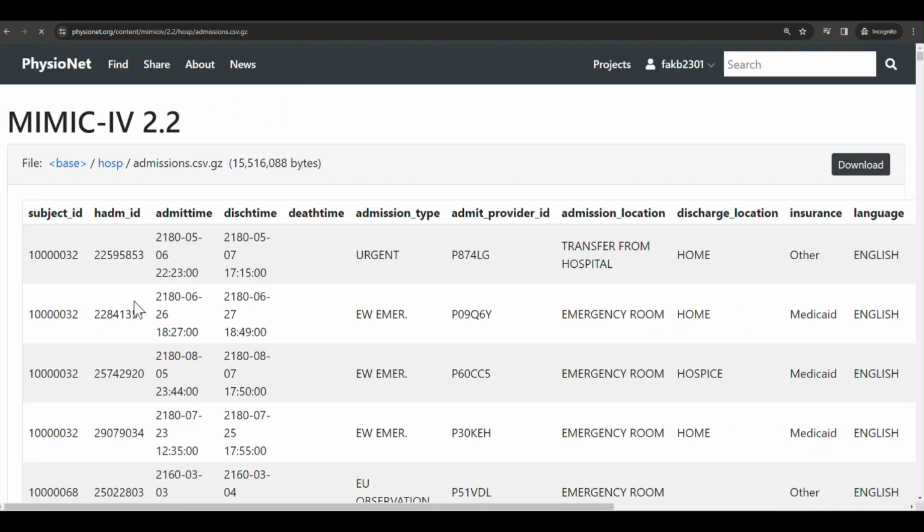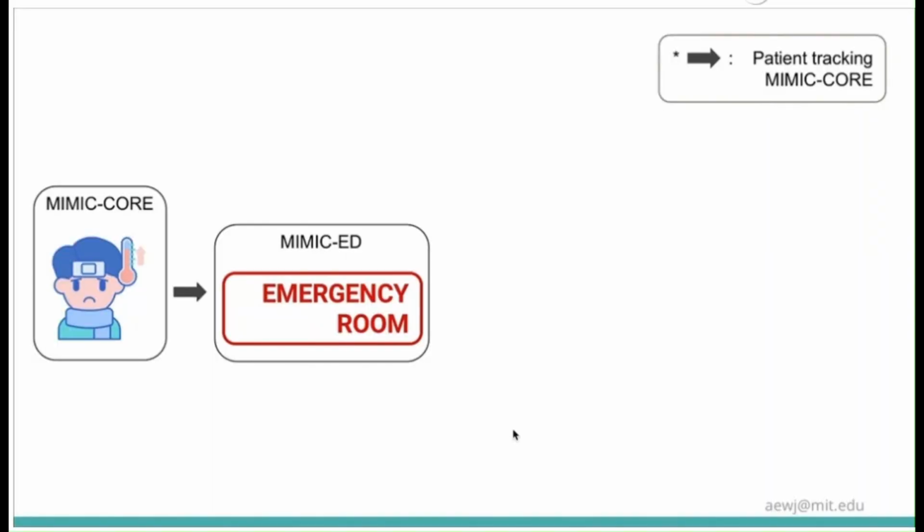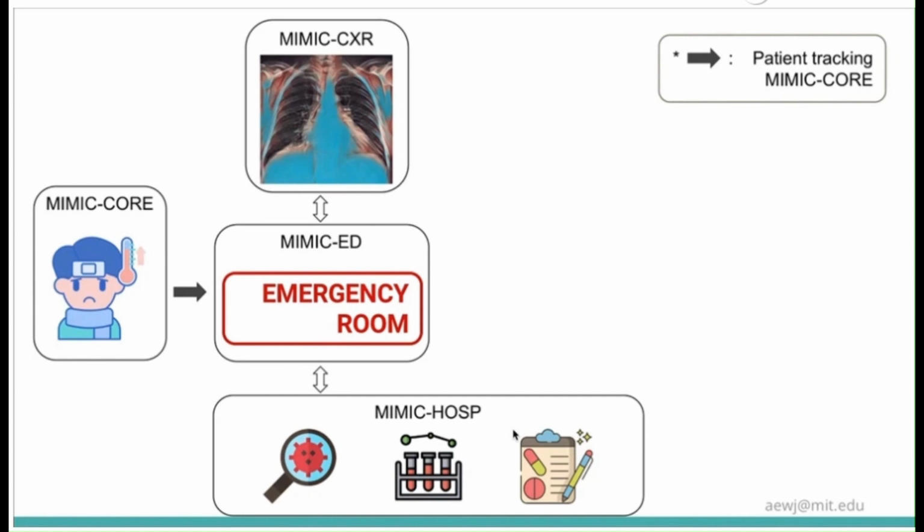To help you understand the structure and meaning of the databases, let's track a patient journey through different departments of the hospital. A general scenario would be something like the following: patients show up at the hospital. Then they go through the emergency department where they get assessed. After that, hospital data and chest X-ray are collected.